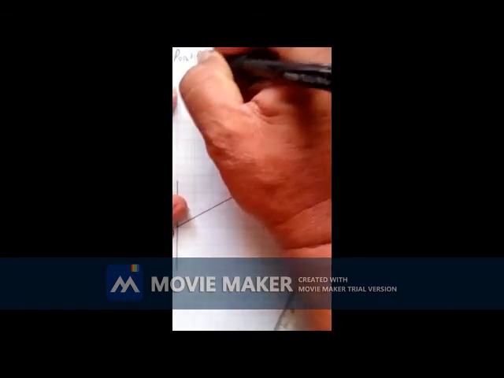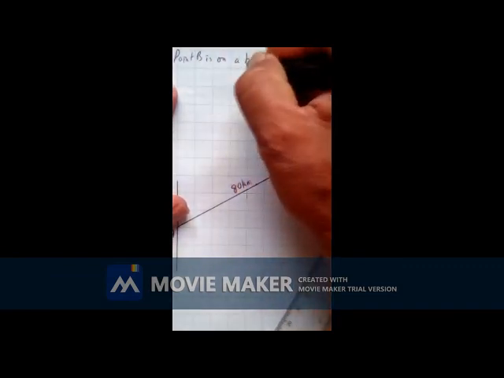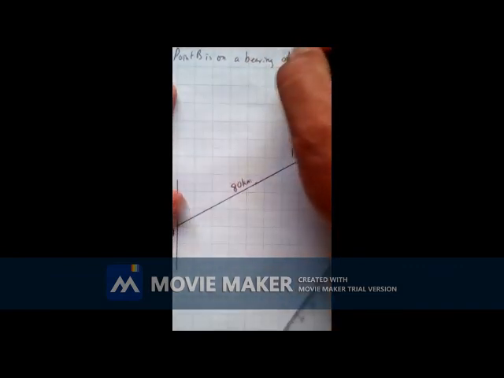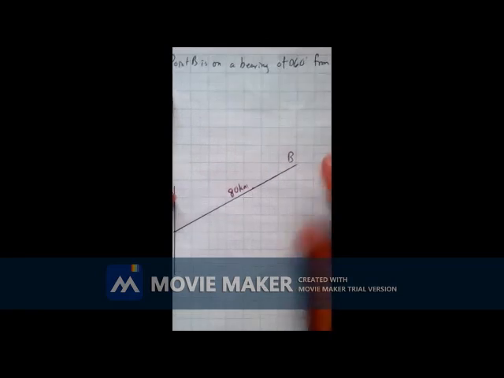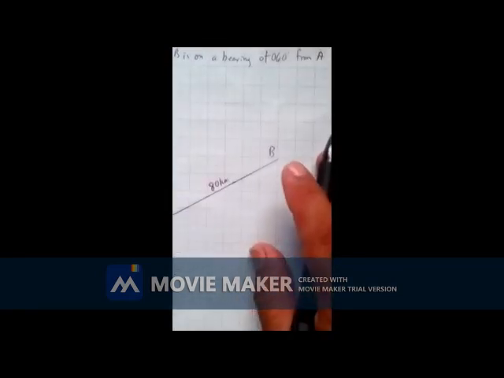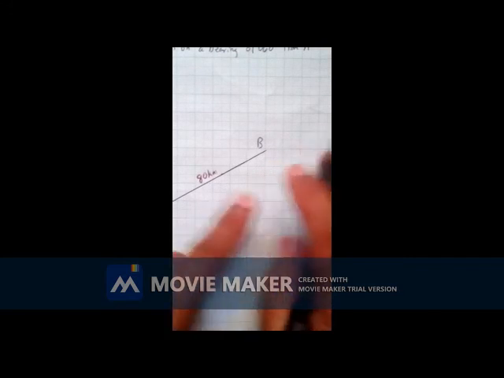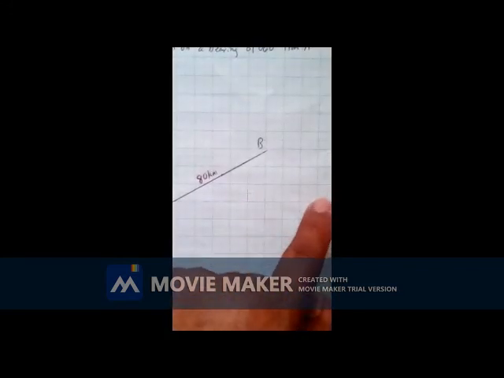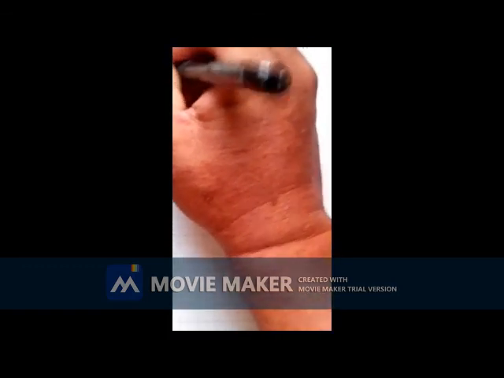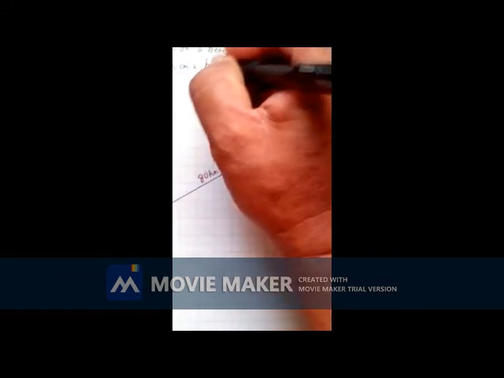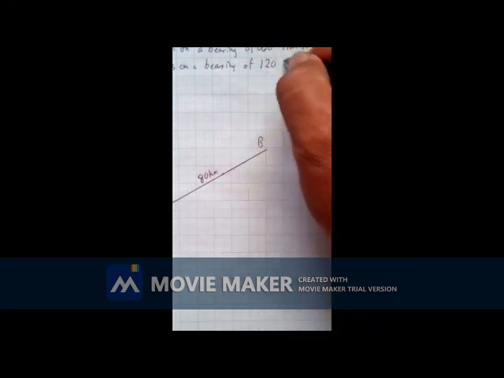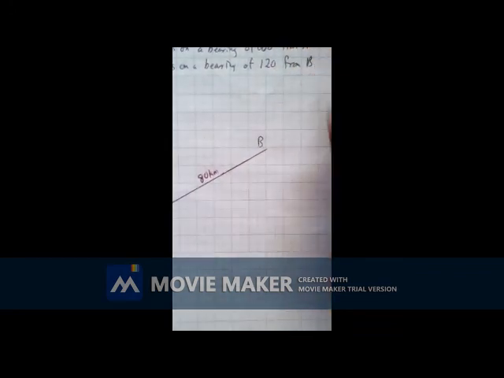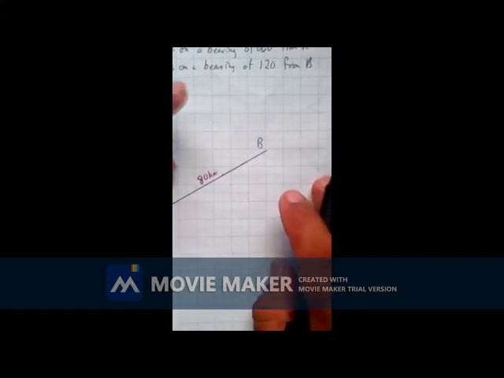Point B is on a bearing of 60 from A. Right? Now we want a point C out here, and this point C is on a bearing, so I'm going to point it here so we can see it. Point C is on a bearing of 120 degrees from B. So point C is on a bearing of 120 from point B.